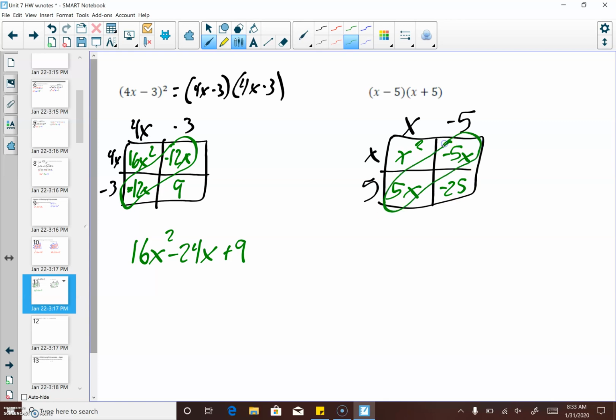When we look at our like terms in this one, we have a positive 5x and a negative 5x, which end up canceling. So then we have no middle here, and then we just end up with our minus 25 at the end.